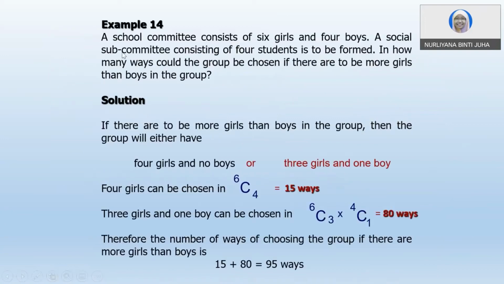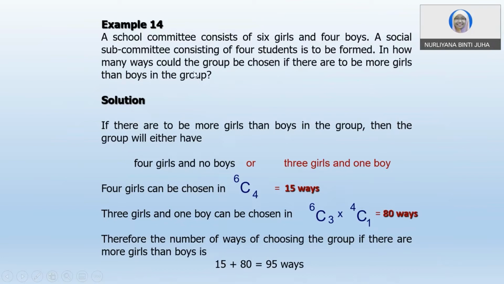Example 14. A school committee consists of 6 girls and 4 boys. Ada 6 pelajar perempuan, 4 pelajar lelaki. So you have 10 of them. Okay, your n will be 10. A social subcommittee consisting of 4 students is to be formed. Okay, out of 10 here, you just need to pick or choose 4 students.